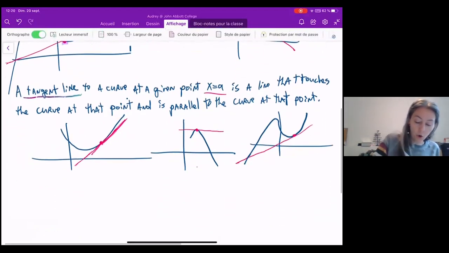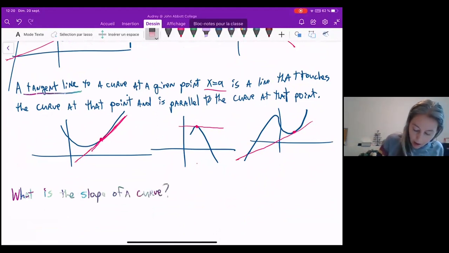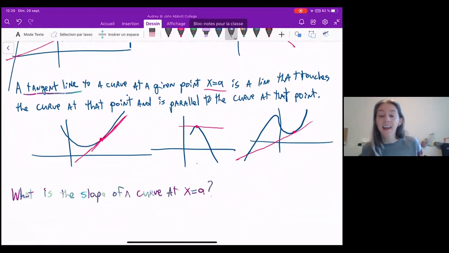So what is the slope of a curve? At some x value, x equals a, the answer is it is the same as the slope of the tangent line.